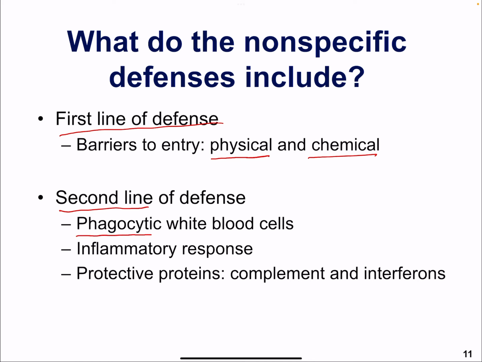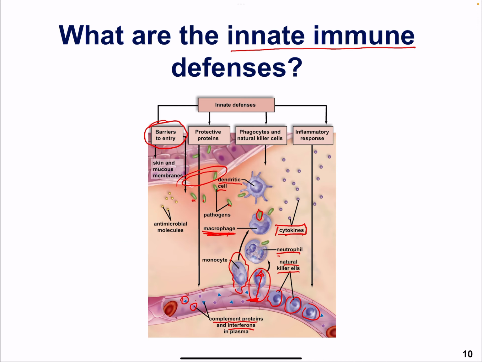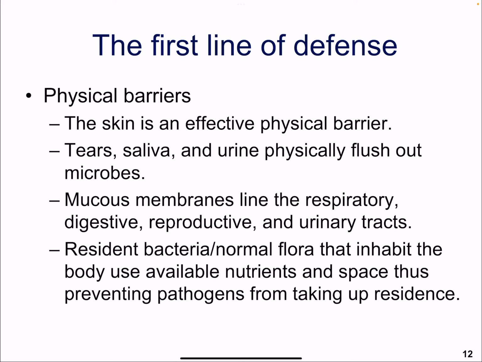So we're going to have some phagocytic cells, including dendritic cells, macrophages, neutrophils, right? We're going to have some protective proteins, including the complement and the interferons, but also something I didn't mention in the previous slide, an inflammatory response. Actually, to go back here, we do have an inflammatory response as part of the second line of defense. That aspect is very important to remember. Okay, so let's move on.